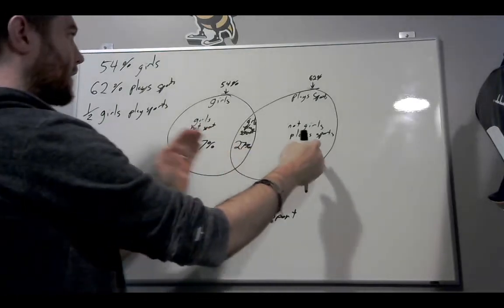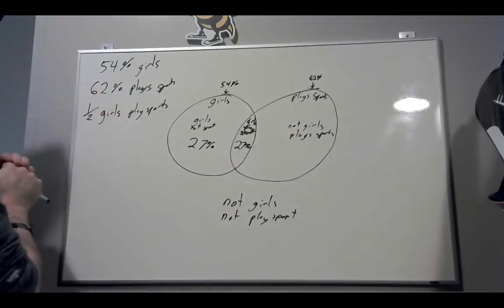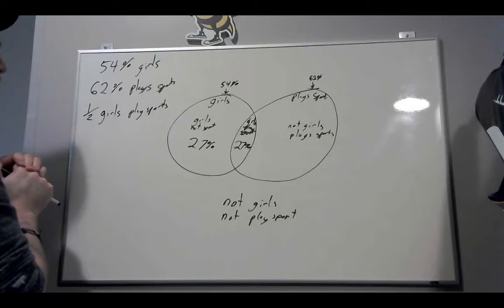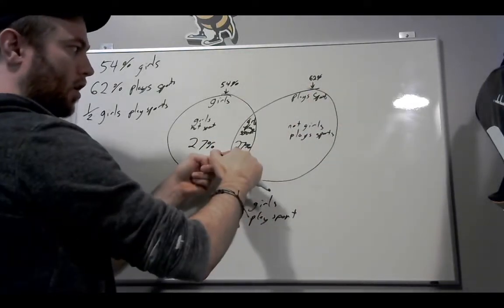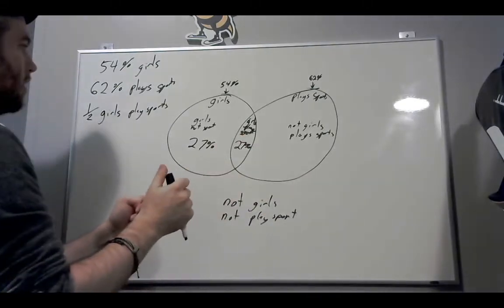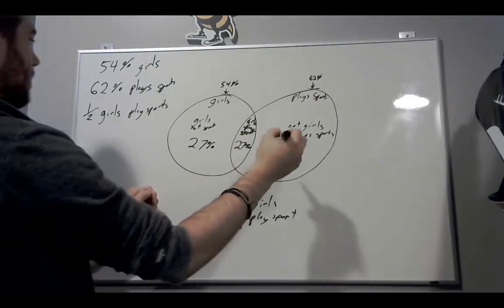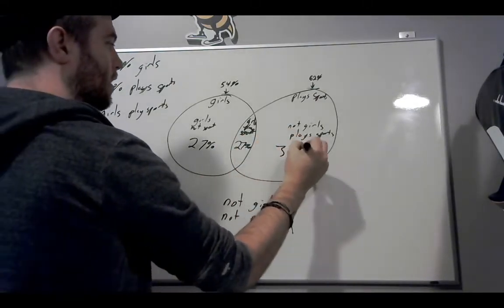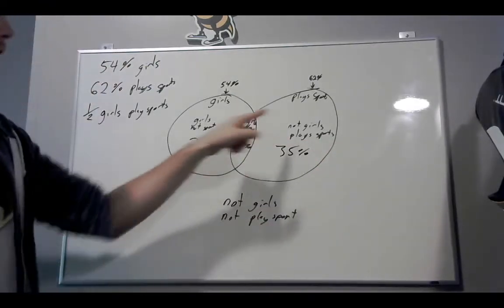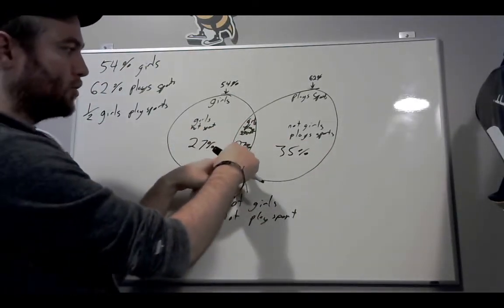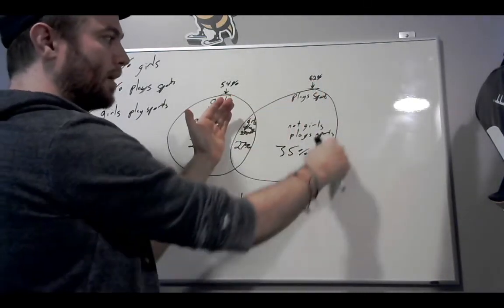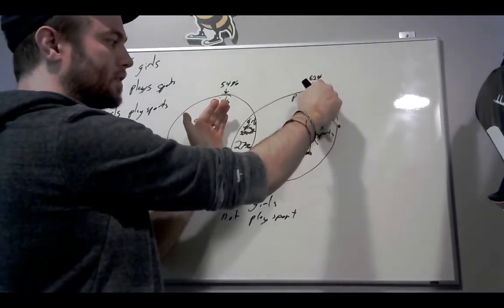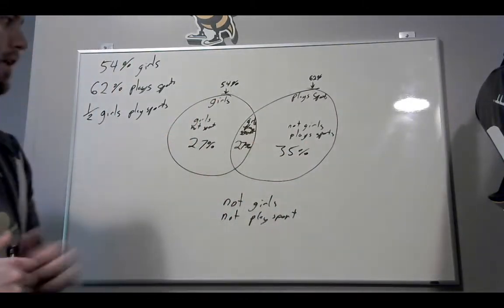Then we can come over here, and we know that 62% play sports. We already know that 27% are girls. So over here, we just need 35% that are not girls who play sports. So I added 27 and 35 to give me 62, because again, this entire circle should be 62. So I'm just adding those things together.